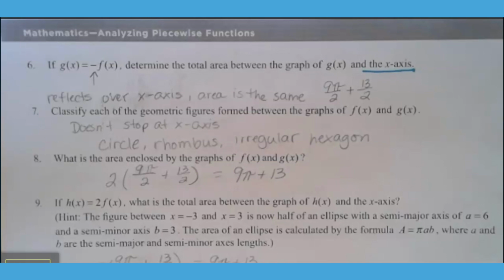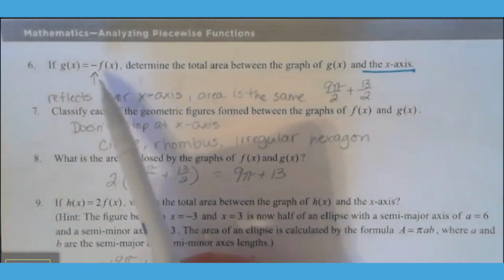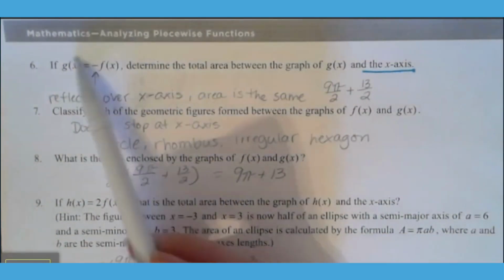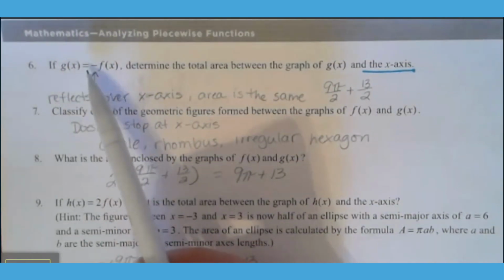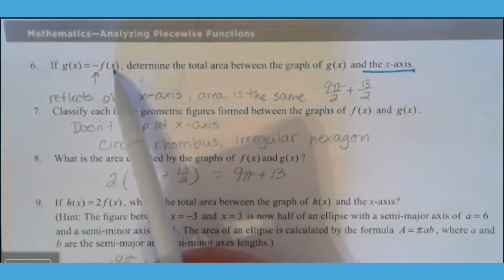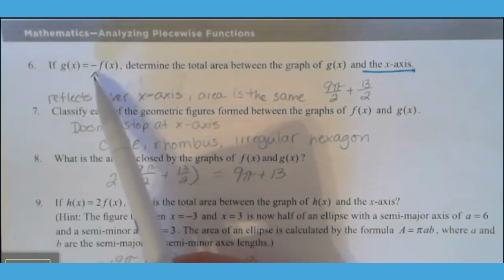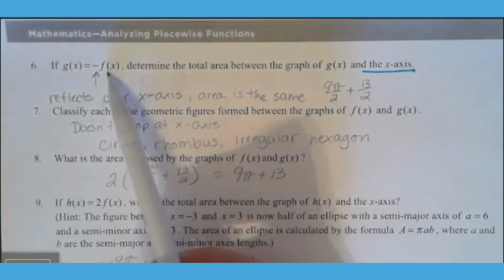We are ready now to start looking at the next portion of our practice, where we are moving on to working with a transformation of our f of x function. So what we're looking at on 6 through 8 really focuses on this new function that we're defining, g of x, which is equal to negative f of x. So what we want to look at here is what that negative actually does to our function.